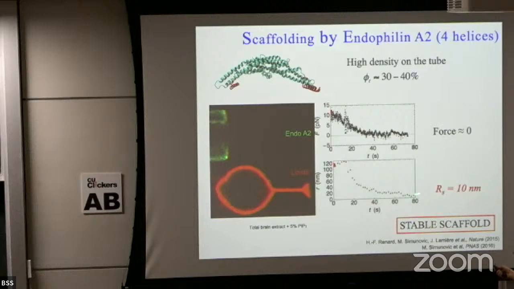And if you look at the radius, you find something which is exactly what we found with the sorting experiments that I showed you before. So that was surprising, because it showed that the protein is not breaking the tube, it's stabilizing the tube.